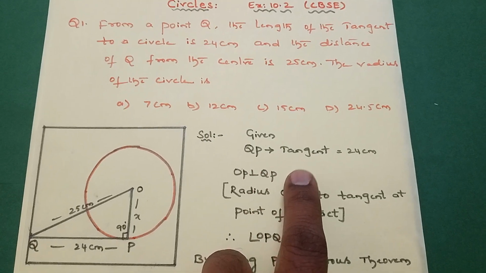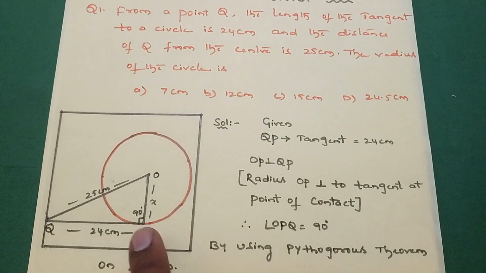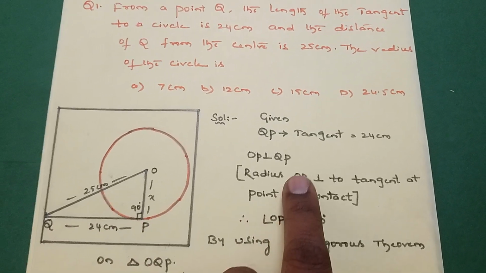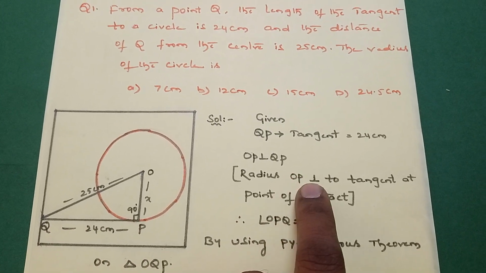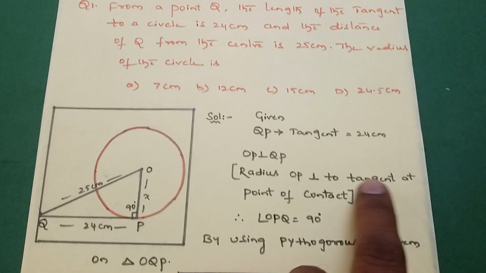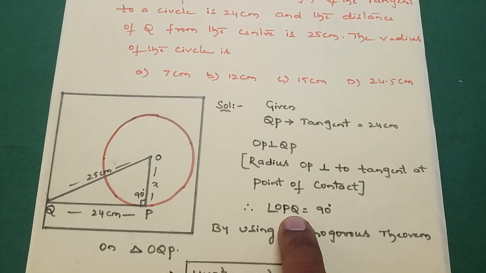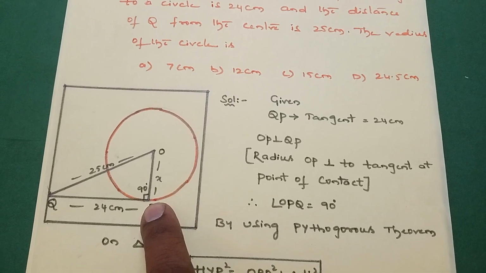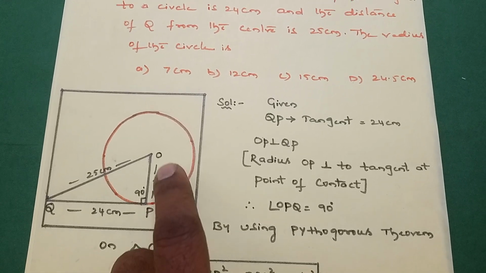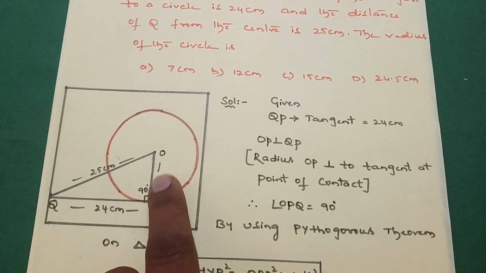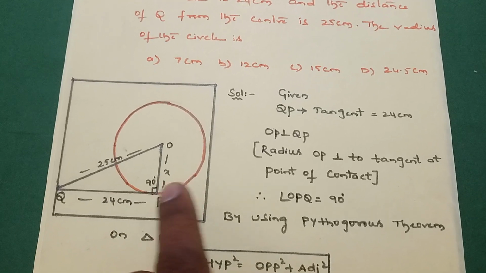QP is the tangent and OP is perpendicular to QP. That is, the radius OP is perpendicular to the tangent at the point of contact. Therefore, angle OPQ is equal to 90 degrees. Guys, see, the tangent perpendicular to the radius is 90 degrees.